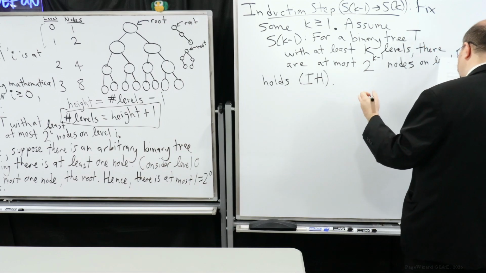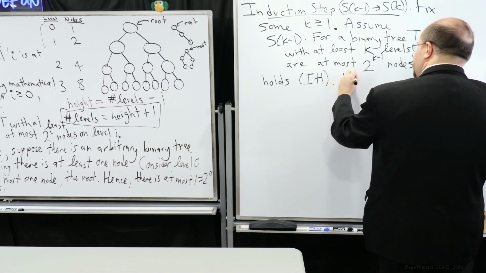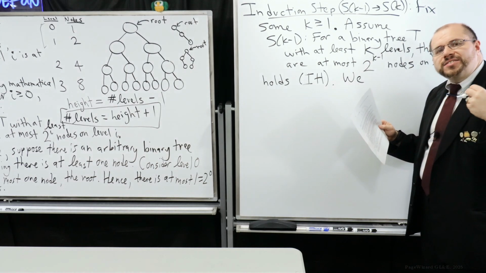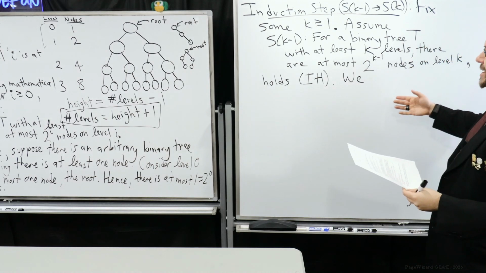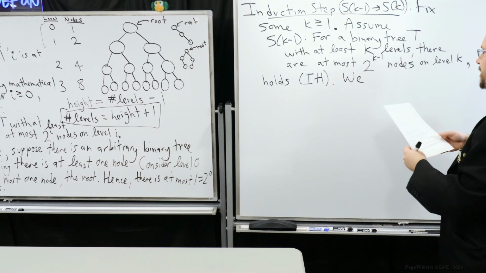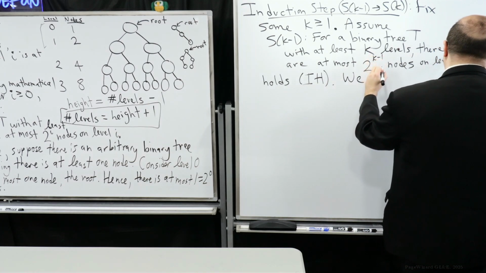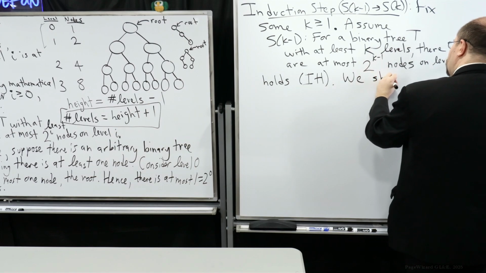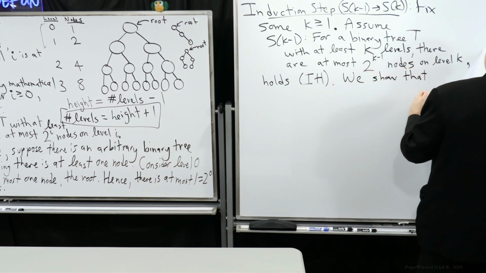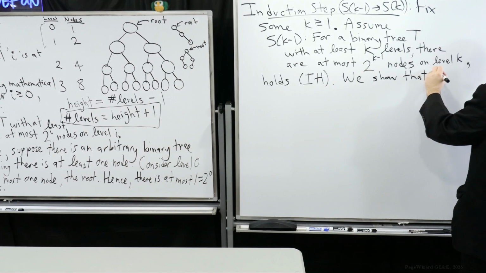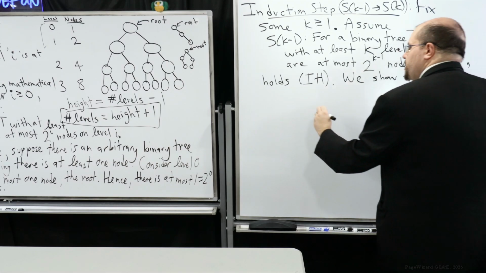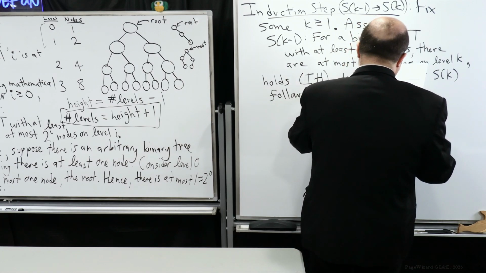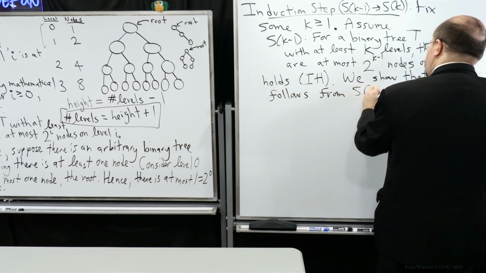Now for the sake of brevity here, I'm not going to write what S of k is, but in my notes, and this is what I would typically advise you to do, write what S of k actually is. This is just for the sake of brevity here. We show that S of k follows from S of k minus 1.